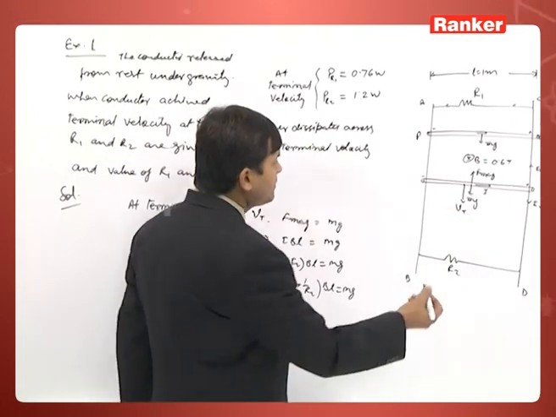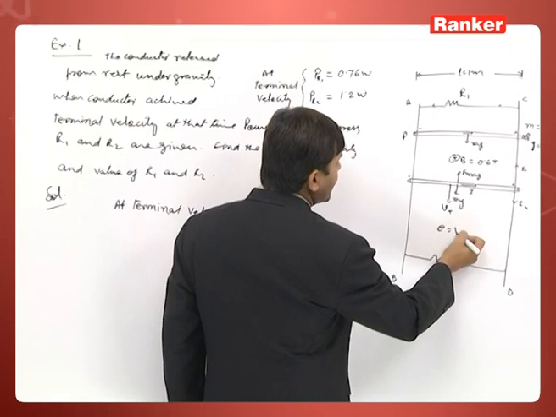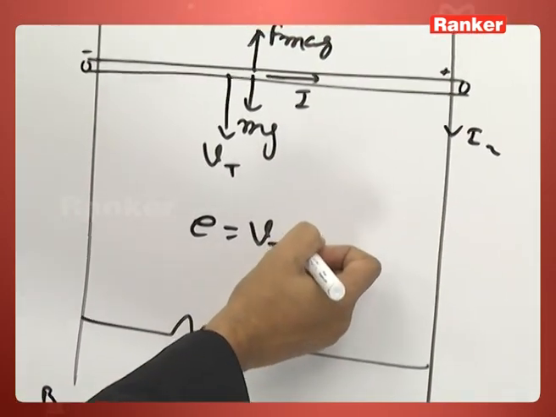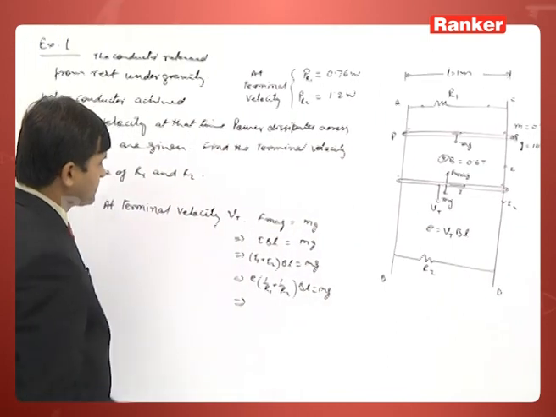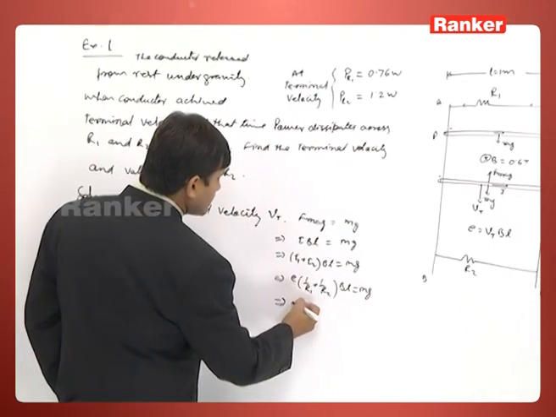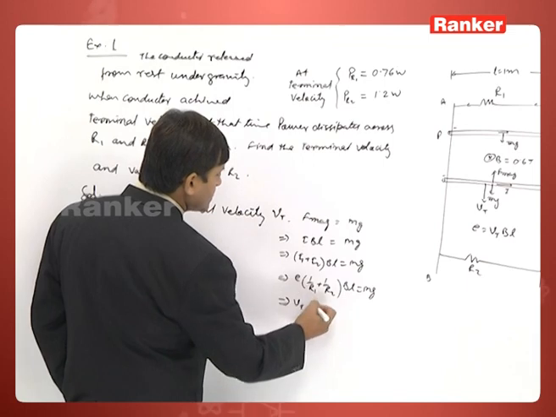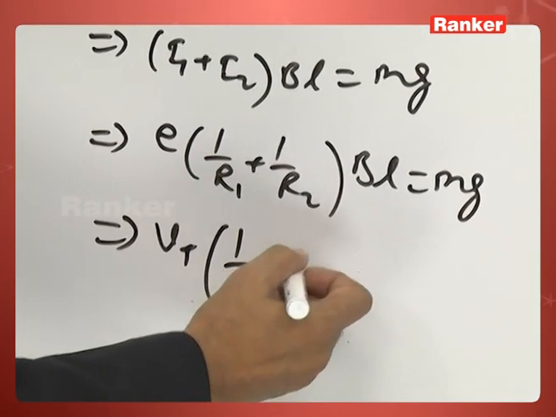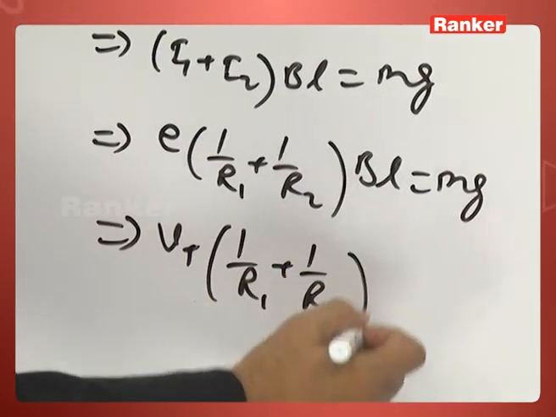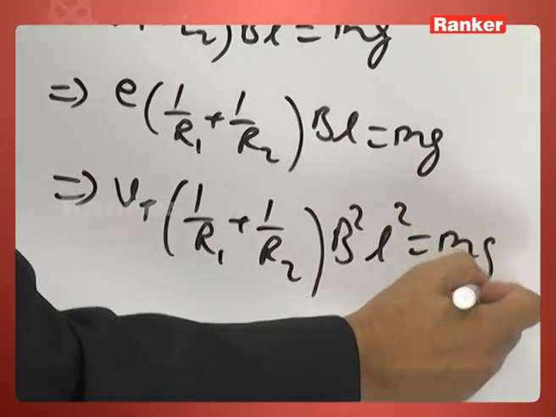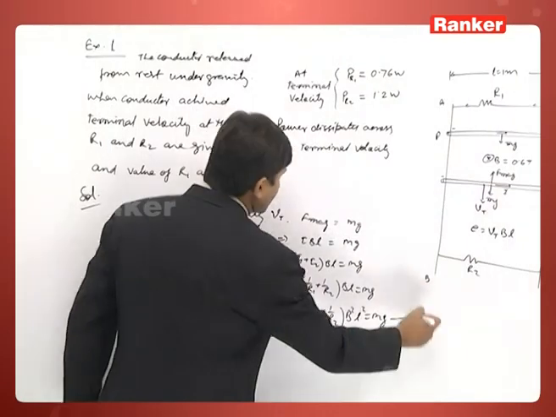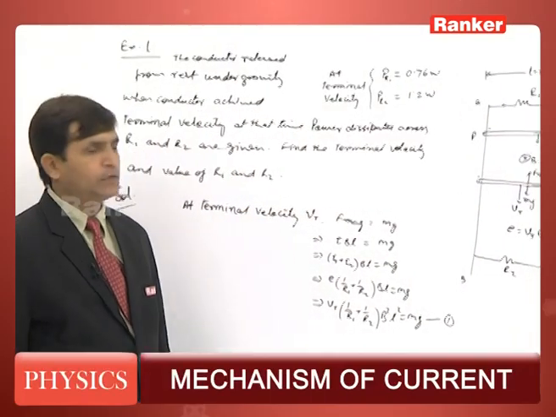So the induced EMF E, at terminal velocity, is Vt B L. So E is Vt B L. So E is Vt (1/R1 + 1/R2) B L, and B squared L squared Vt is your mg. So this can be studied as the first equation.